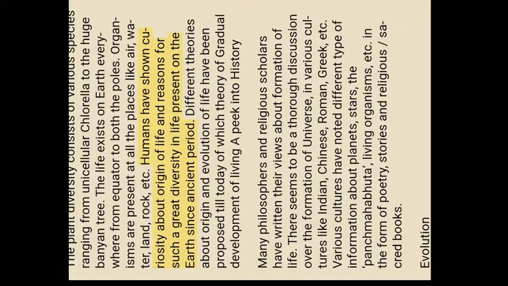Humans have shown curiosity about the origin of life and the reasons for such great diversity in life present on the Earth since the ancient period.